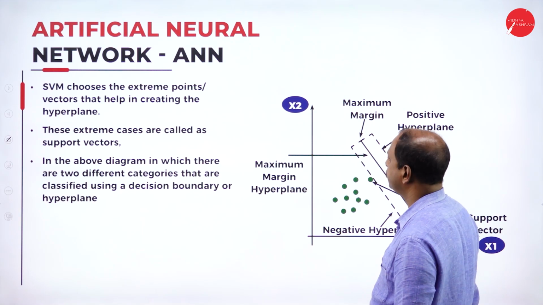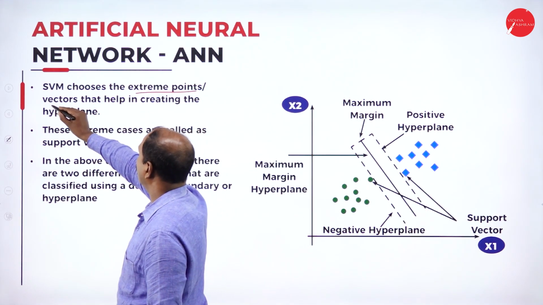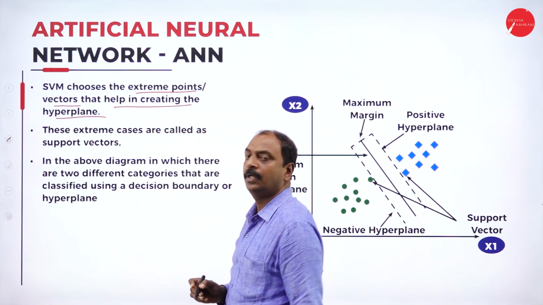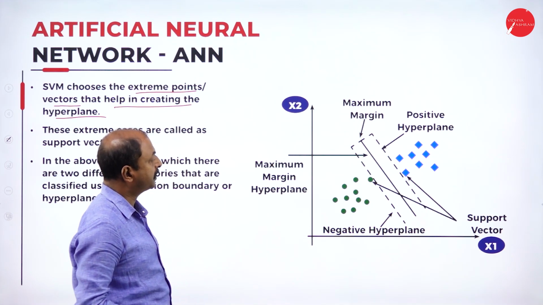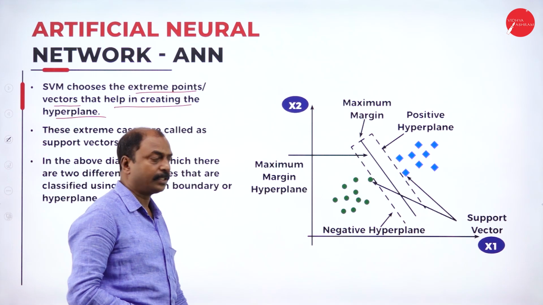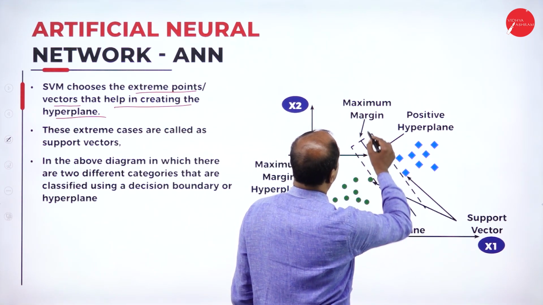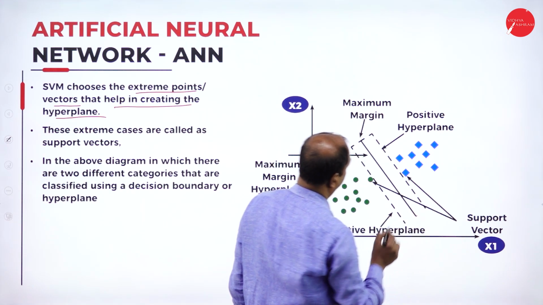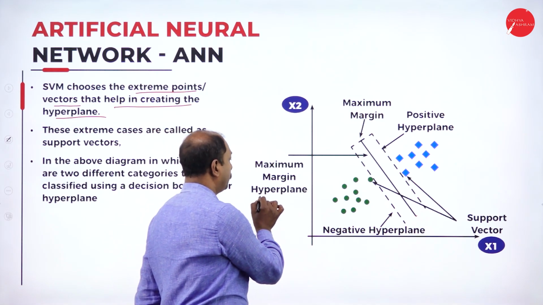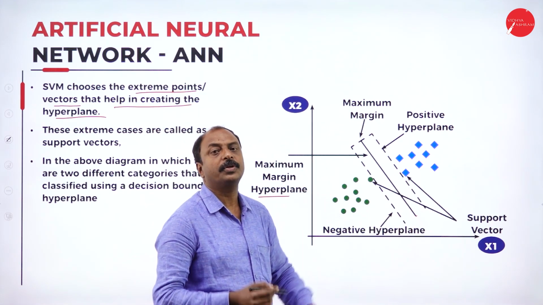In the next slide, the SVM chooses the extreme points or vectors that help in creating the hyperplane. Now look at the diagram here. This is a schematic diagram of how we represent the support vector machine algorithm. Here this is the hyperplane, which, as you have seen in the previous slide, is going to separate the given data into two different classes.